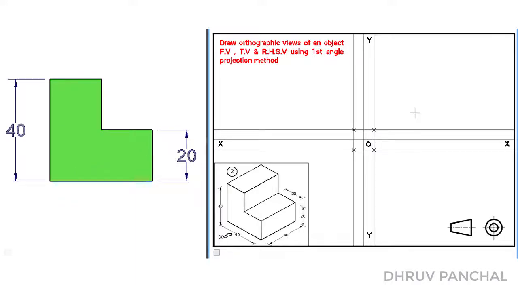As per the given dimension, from the reference point, draw a vertical line of 40 millimeters using ruler scale. Draw a 20 millimeter horizontal line. Draw a 20 millimeter vertical line. Draw a 20 millimeter horizontal line. Draw a 20 millimeter vertical line. And draw a 40 millimeter horizontal line. Now our front view is complete.